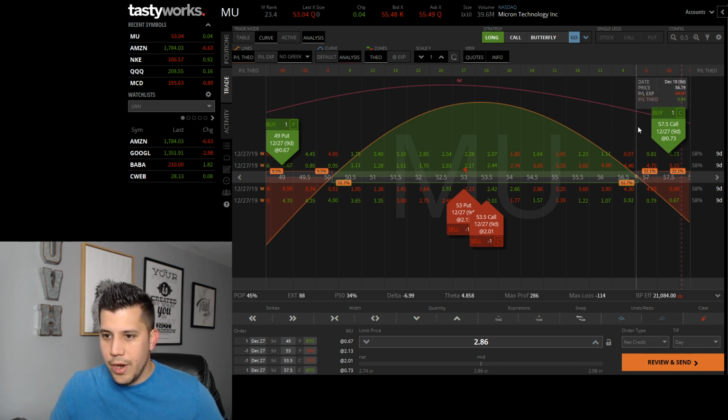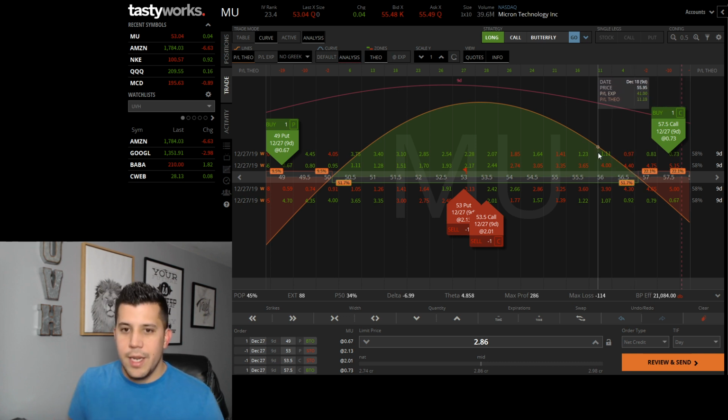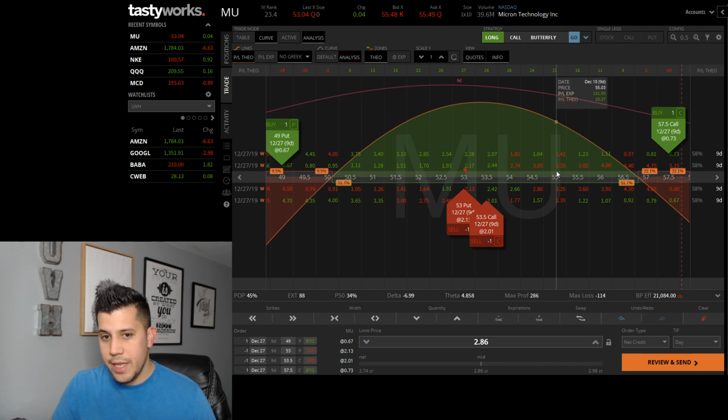So as you can see here, if you're looking at this little flag here, it shows you the date, the price, your P&L for expiration, and your P&L theoretically. So I haven't changed any of the parameters yet, but I'm going to show you how to do that. So this is if you were just looking at this trade, if nothing changed, if the stock did nothing. So earnings came out, stock stayed the same, implied volatility stayed the same, everything stayed the same. You know, you're looking at the sweet spot here.